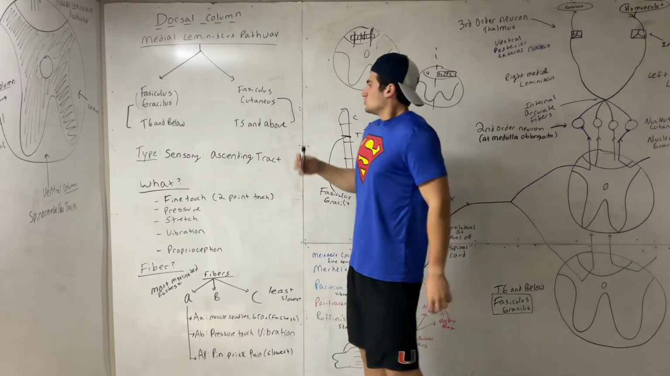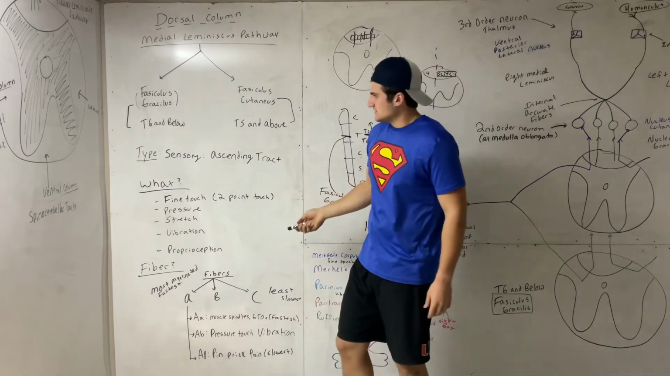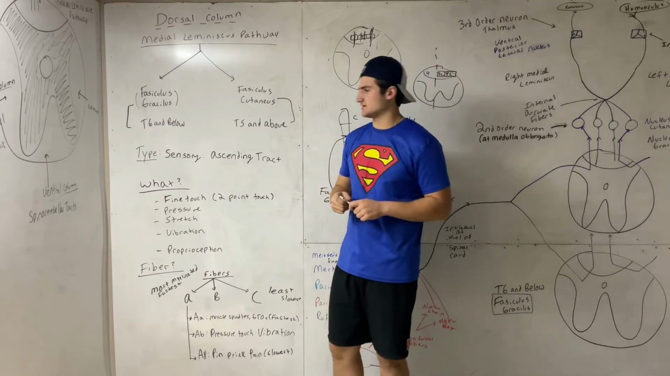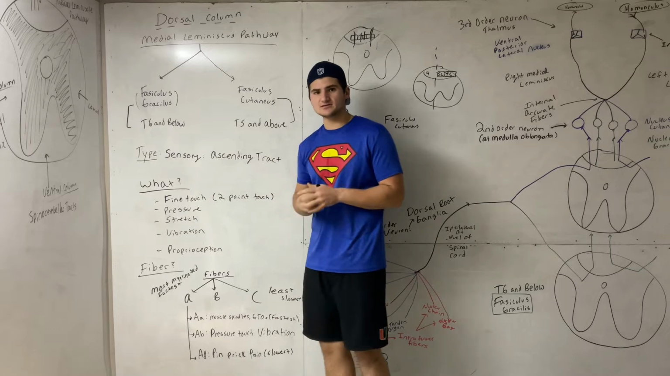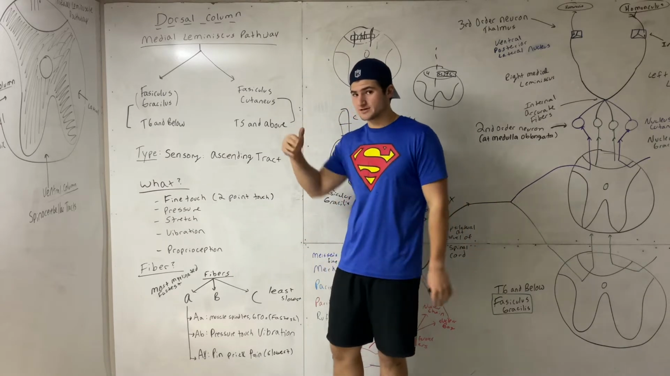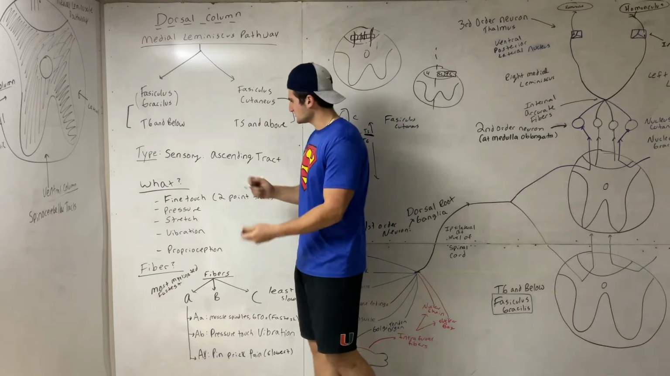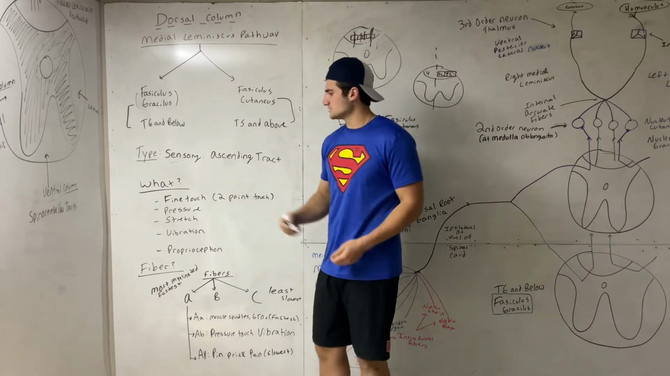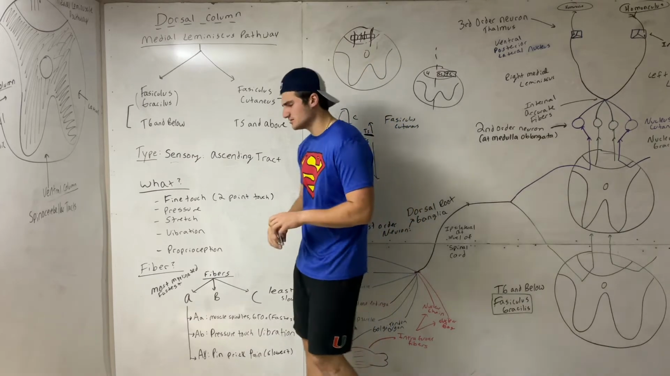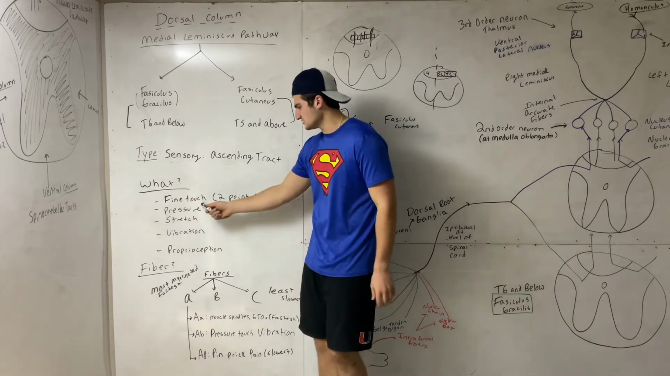Now, what is the type of fiber? We already said it. It's a sensory fiber, right? Or what type of tract is it? I apologize. It's a sensory tract because it's ascending. It's only ascending, right? Only going to the brain. It's not a descending tract. All right, so we know it's sensory. What is it targeting? What sensory information? Okay, the sensory information is going to be fine touch.